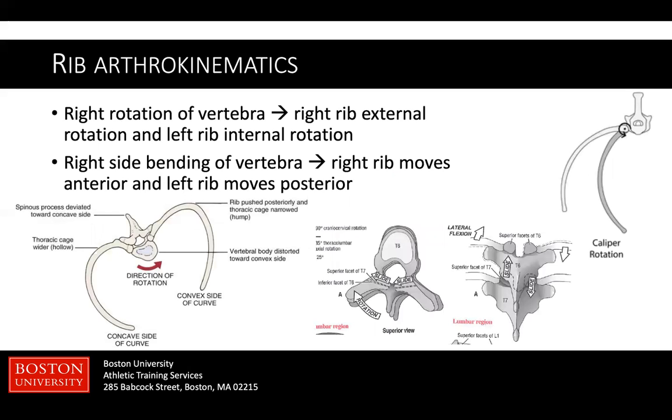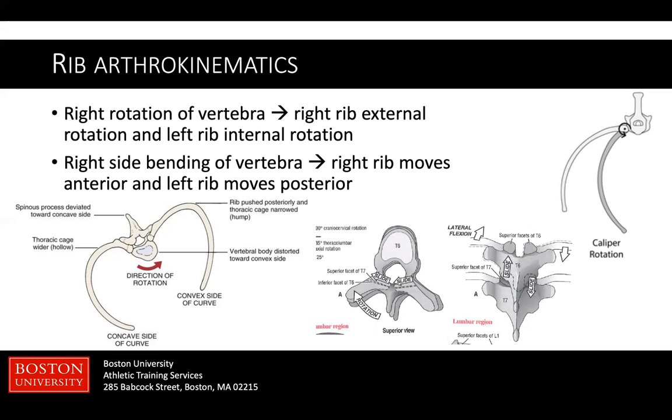Now, these are important to consider as we look at the kinematics of the joint in relationship to the thoracic spine. So the rib is going to move independently as we breathe, but it's also going to move reciprocally as we move our thoracic spine. So if we look at rotation specifically, if we talk about right rotation of the thoracic vertebra, we expect there to be right rib external rotation and left rib internal rotation. You can see in the image there on the right as we look at that caliper rotation. And that's just so that the rib can rotate to accommodate the movement of the thoracic spine.